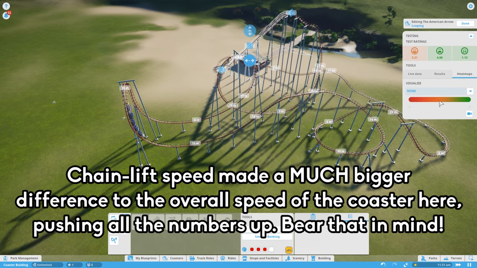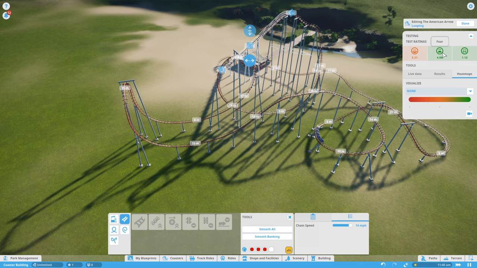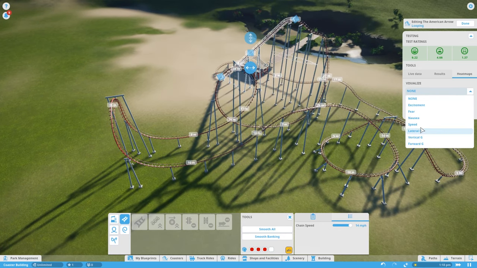Let's have a look. Fours, not too bad for fear. You want it somewhere around between 4 and 6. Nausea, obviously, as low as possible, and excitement, obviously, as high as possible. 6.2. Why is it jumping between 6 and 5? Is one of them stalling? Let's have a look. No, I think it's okay. Sometimes your problem is you get one of them sitting on block brakes, and that really drags the ratings down, so watch out for that as well.